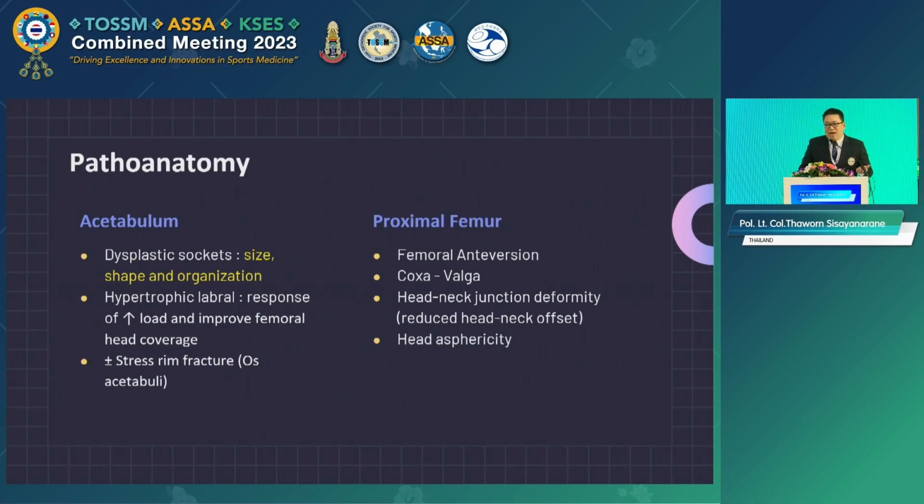So let's find out what the clues on history and physical examination are that lead us to suspect a dysplastic hip. The pathoanatomy of the dysplastic hip occurs on both the acetabulum and proximal femur. As we know, it is a deformity that develops into a dysplastic socket. It has problems in size, shape, and organization too. The proximal femur may also have more anteversion, and the labrum may become hypertrophic in this kind of developmental dysplasia.